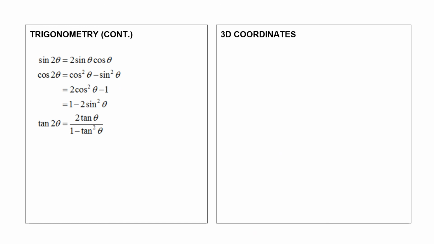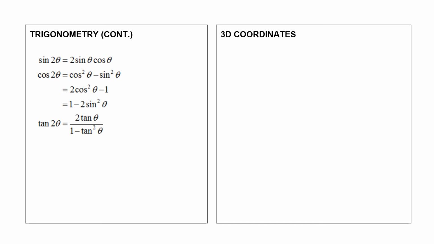All right, adding to trigonometry, we have our double angle formulas. We have sine 2 theta equals 2 sine theta cosine theta. Cosine 2 theta equals cosine squared theta minus sine squared theta. Cosine 2 theta equals 2 cosine squared theta minus 1. And cosine 2 theta equals 1 minus 2 sine squared theta. And finally, tangent 2 theta equals 2 tangent theta over 1 minus tangent squared theta.